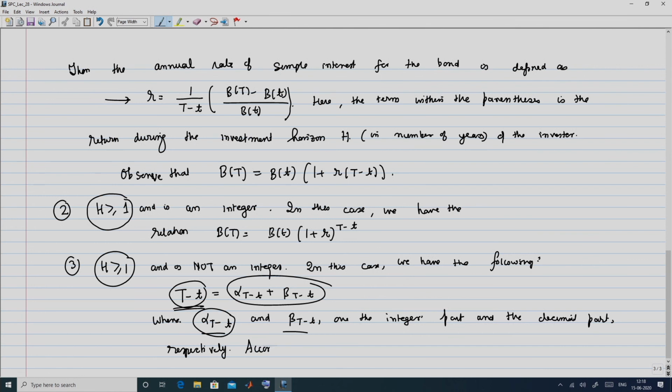So, accordingly we have the following. We have that B of capital T is equal to B of little t into (1 plus R) raised to alpha(T minus t), that is the integer part, similar to this term here, into (1 plus beta(T minus t) into R), something similar to this part. So, it is a combination of both.